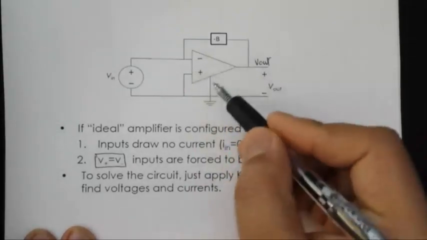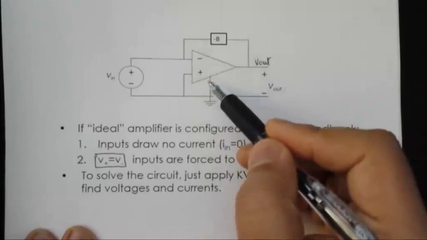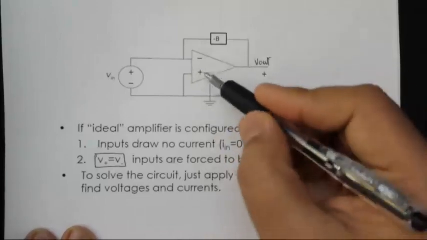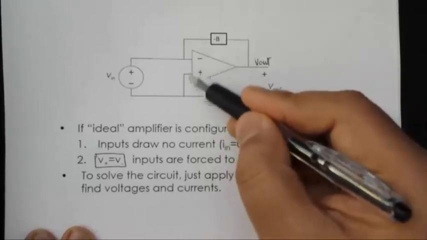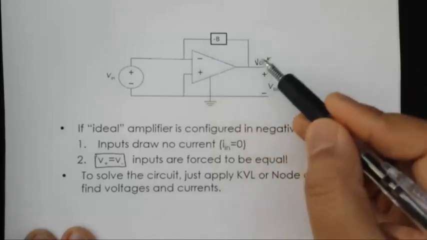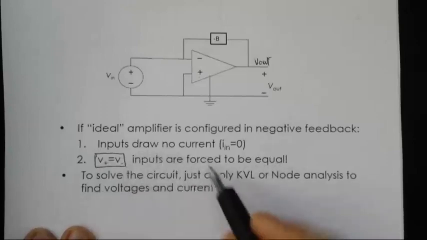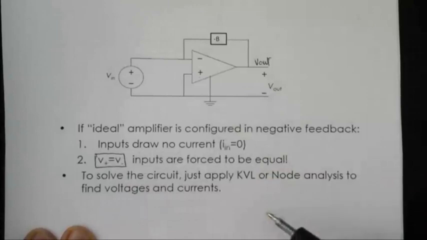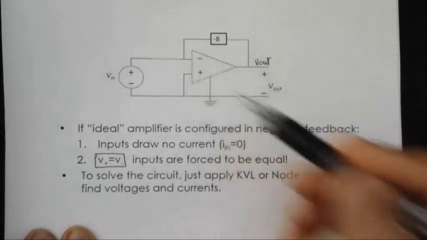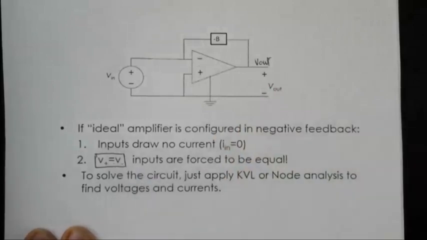Why? Because the op-amp has very high voltage gain, so if you have a slight difference in the differential voltage, the output voltage will saturate. So if you want to make the op-amp a stable amplifier, they must be equal. They are forced to be equal. Then to solve the circuit problem, you just apply KVL, KCL, nodal analysis for each node, and use this condition to solve the problem.